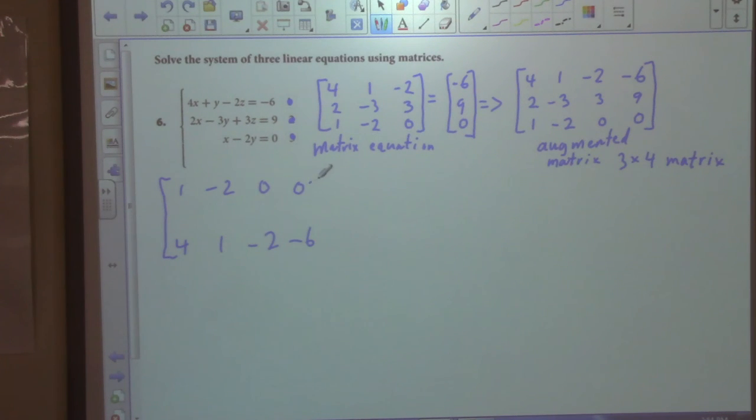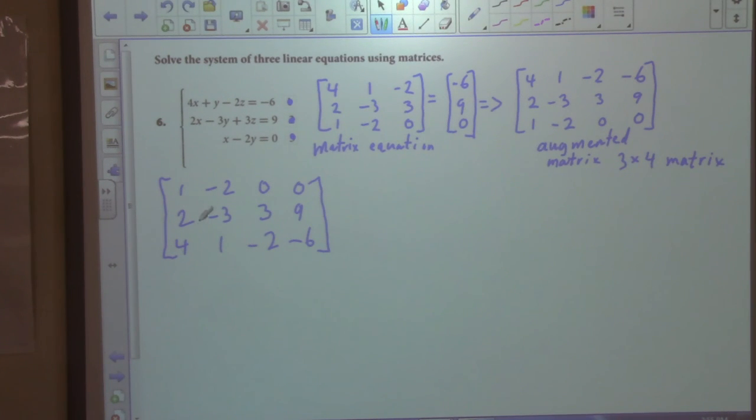Why do you think I did that? I'm going to rewrite row 2 just as is. Why do you think I did that? Do you remember reduced row echelon form? What was that number in the upper left corner? 1, right? It was 1, 0, 0, B, right? So having this 1 here is a step that makes it a little easier for me.